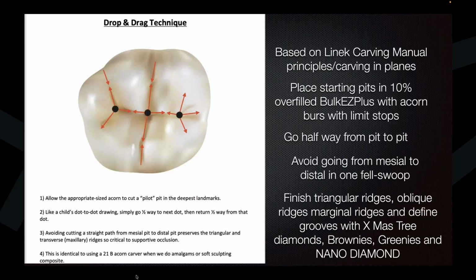So you just went from a 50 micron to a 15 micron in the Christmas tree. You can still use brownies and greenies if you want. We're finding it's not necessary because the Christmas tree is 15 microns, and then we hit it with a nano diamond. Now, why did I put this in there?